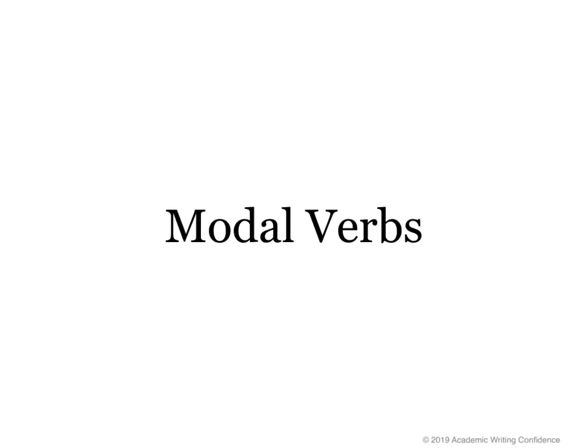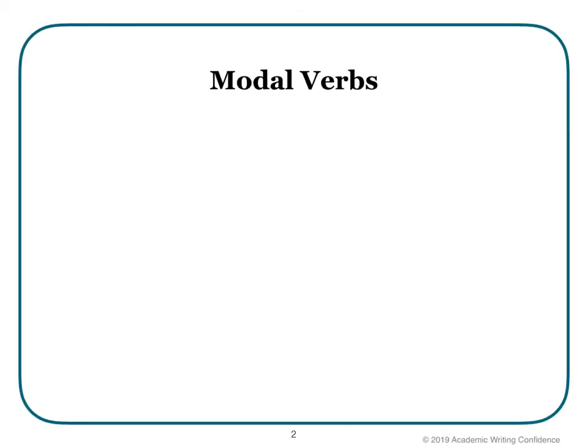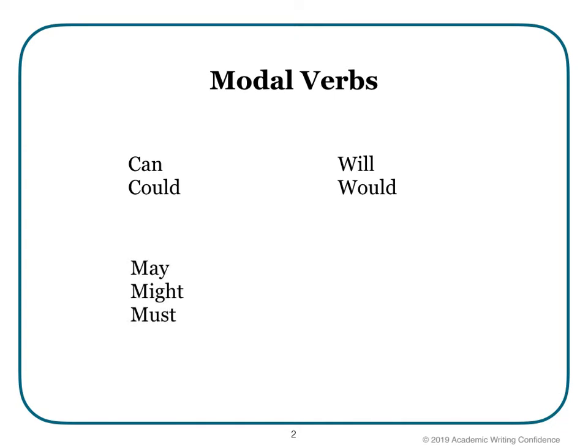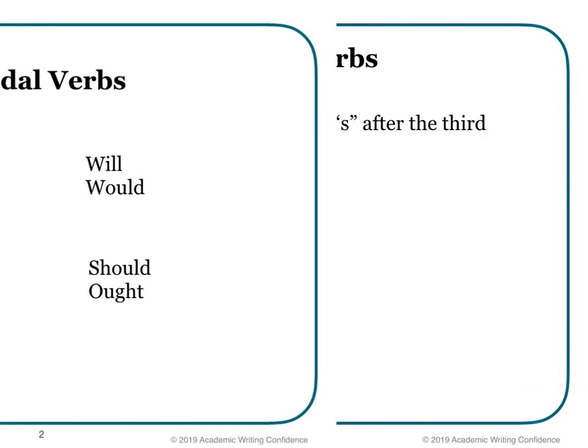Modal verbs are used in English writing, but can sometimes be difficult for ESL students. So let's talk about modal verbs. Here's a list of modal verbs that are used in our English writing. Can and could, will and would, may, might, must, should, and ought. Now, before we talk about each of these modal verbs, there are some things we need to know about how to write these types of verbs.